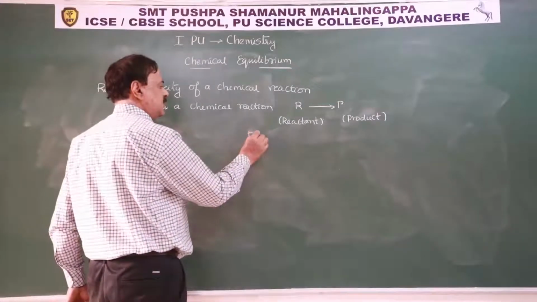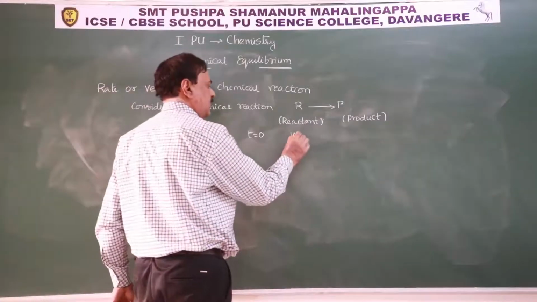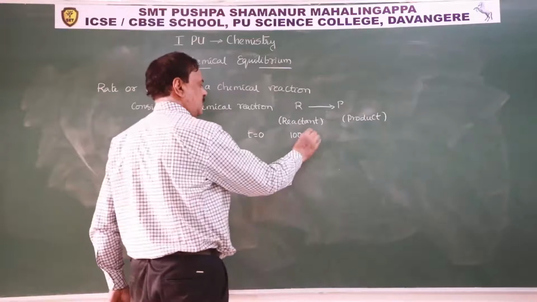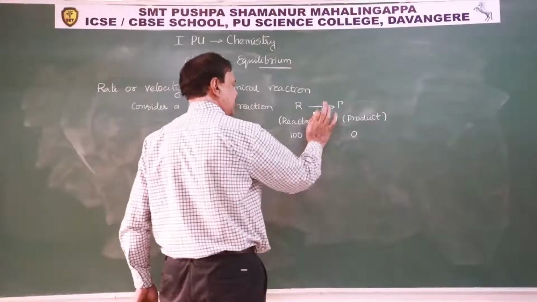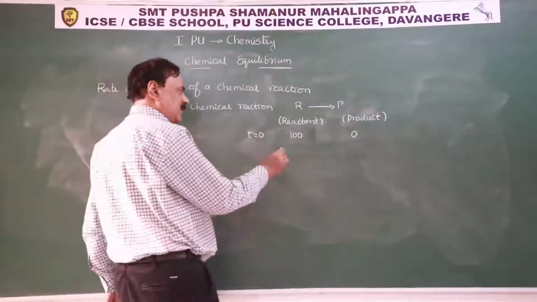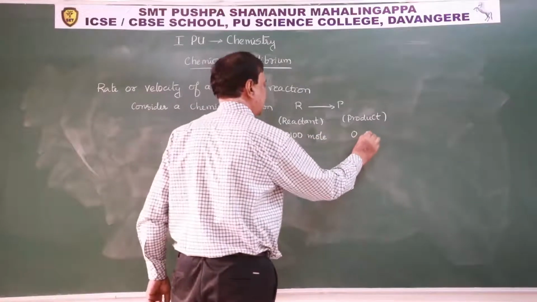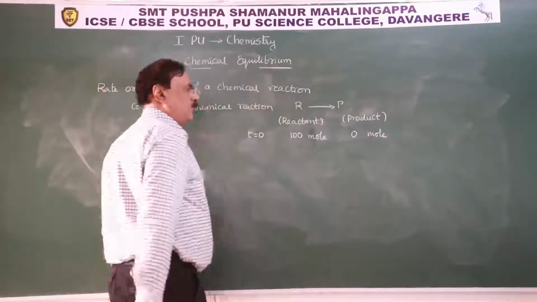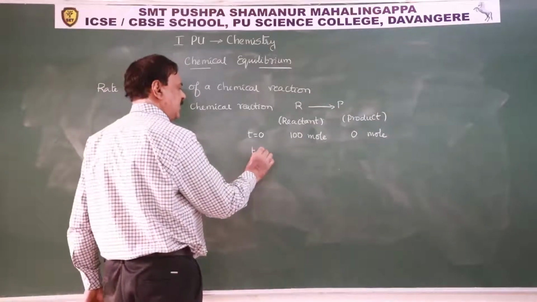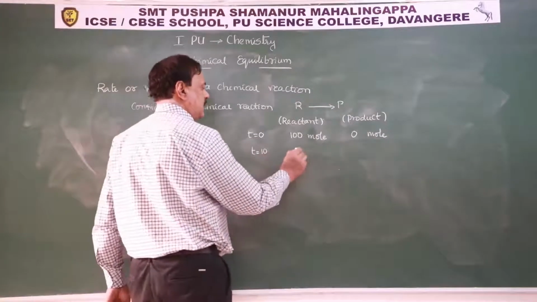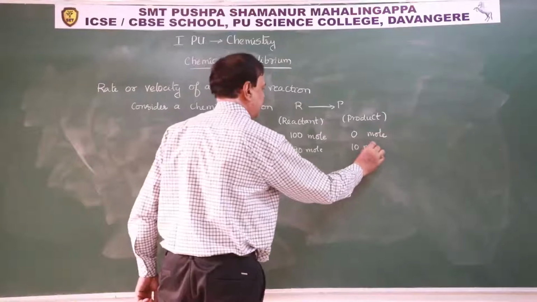At time t equal to 0, assume that the amount of the reactant is 100% and the amount of the product is 0%. Suppose 100 moles of the reactant are participating in the chemical reaction. When t is equal to 0, no product has formed. As the time increases, what happens? Suppose at time equal to 10 seconds, 90 moles of the reactant are present and 10 moles of the product are present.